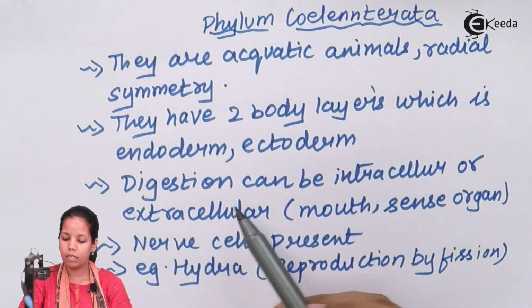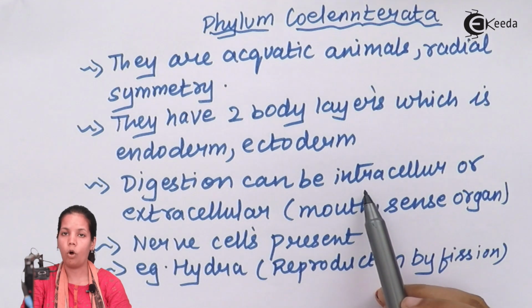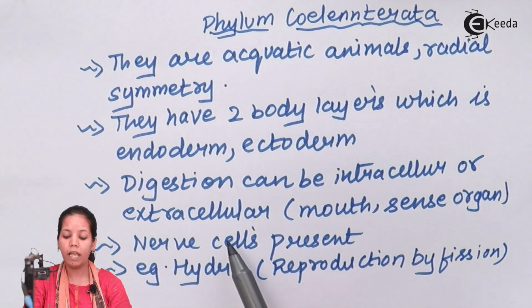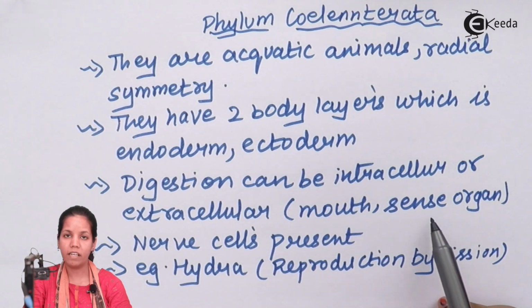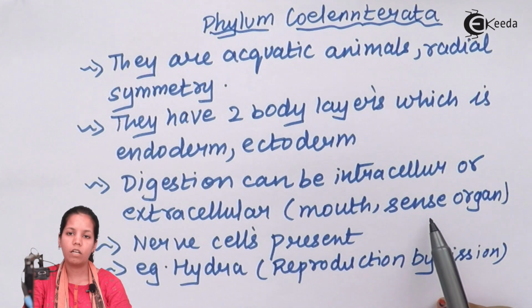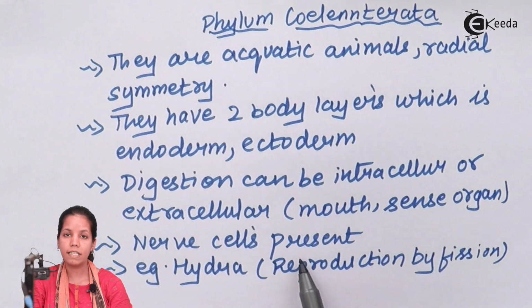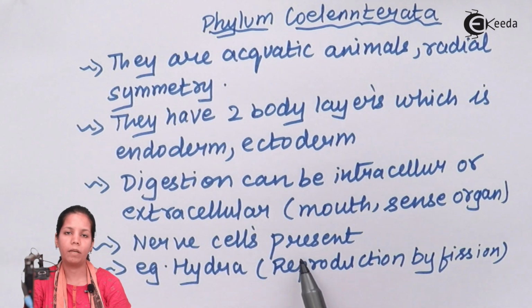Their digestion can be intracellular or it could be extracellular. Now, mouth and sense organs are associated irrespective of whether it is intracellular or extracellular. Nerve cells are present because for intercellular communication, nerve signaling is important.